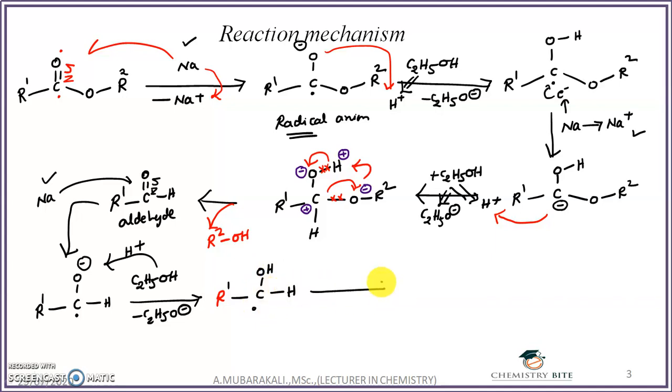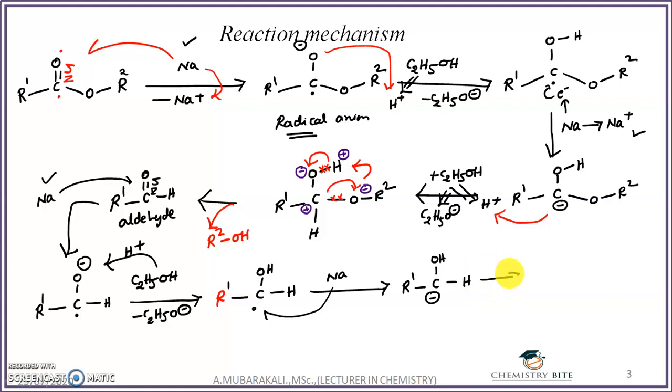The next step is the same. Now we are using the fourth mole of sodium. The sodium again will give 1 electron to the free radical carbon and convert it into the carbanion. So you will get R1COH, with the negative charge on the carbon and H. Again you got the carbanion.